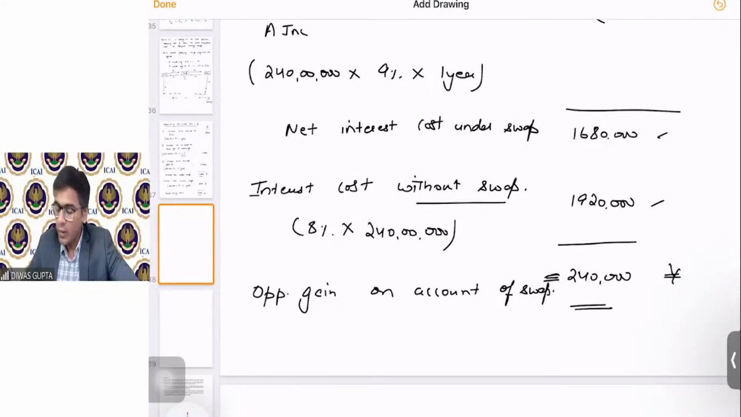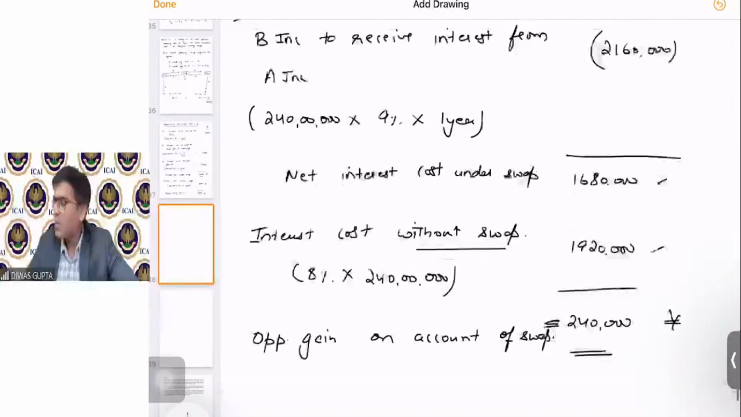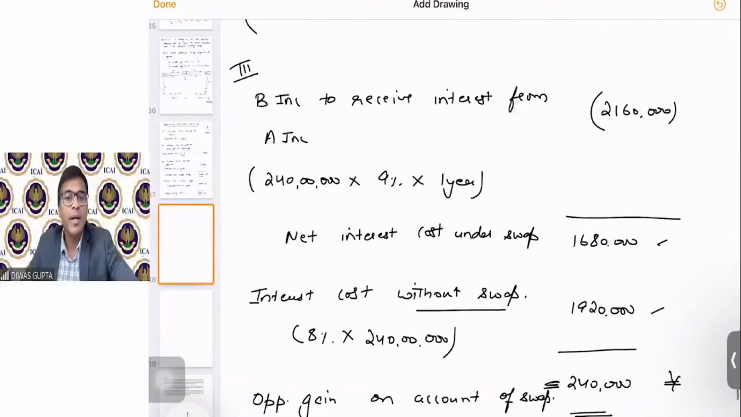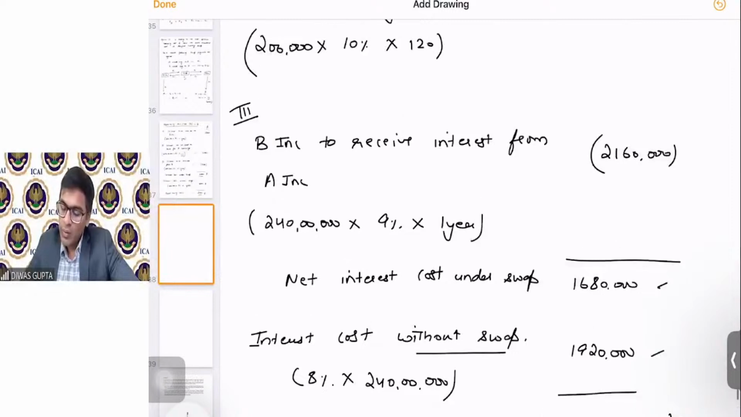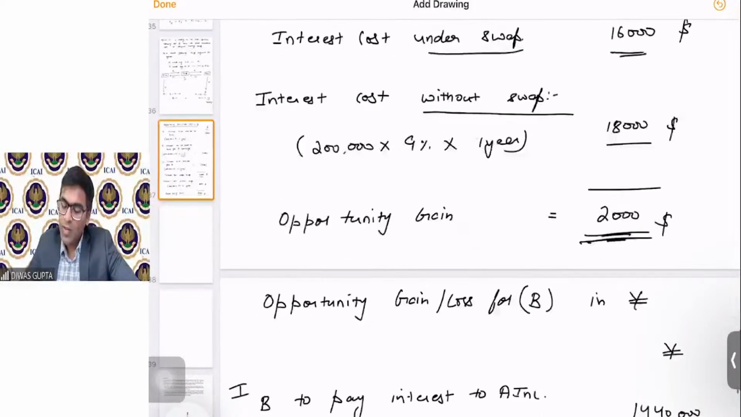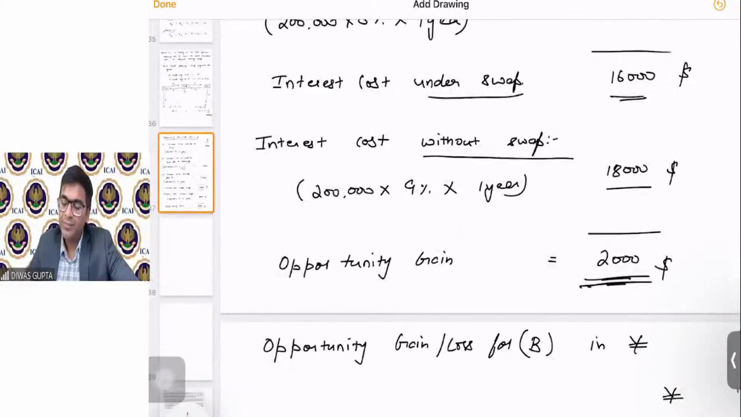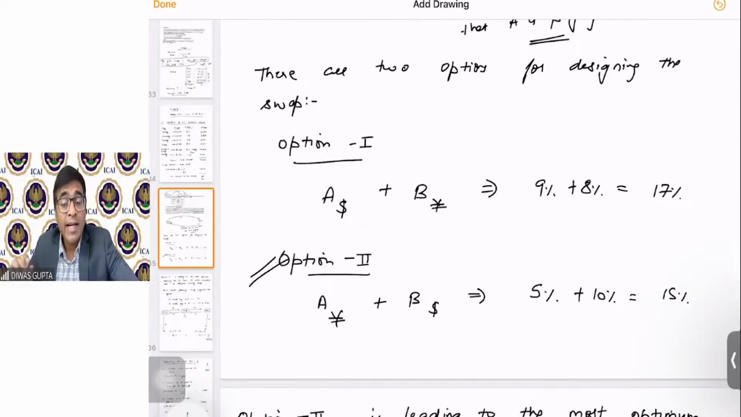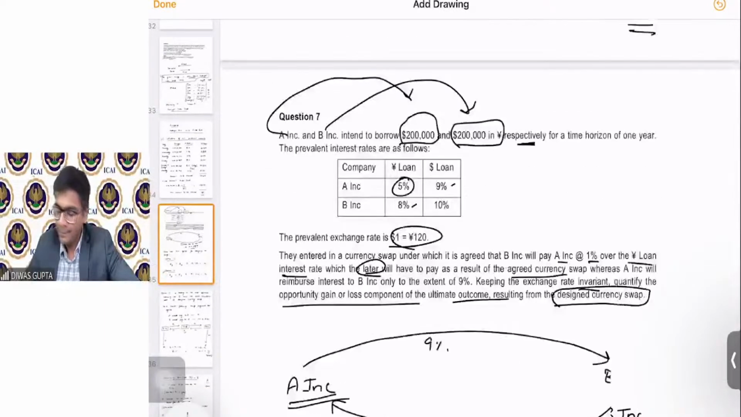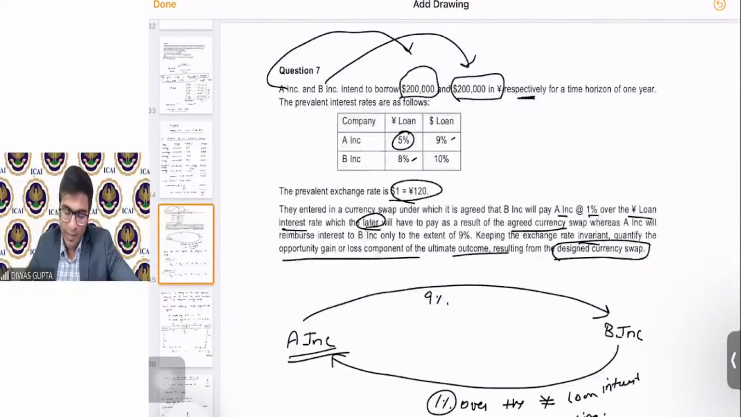Okay, Gurram, I hope it is clear. Gurram Venkat Harshit Kumar, I hope this is clear. So in a nutshell, this question had two problems. One, to calculate the opportunity gain or loss, and second, to identify the right swap. Okay, both of them are clear, students.